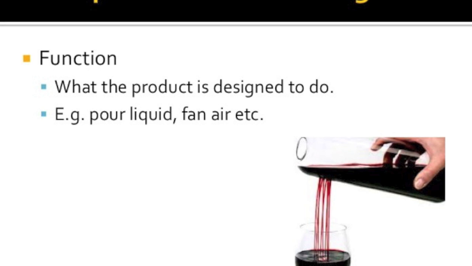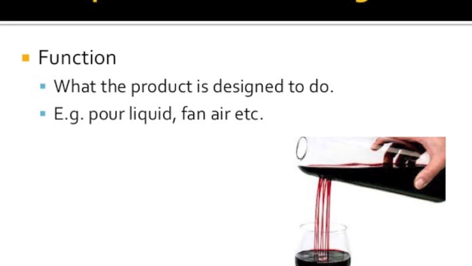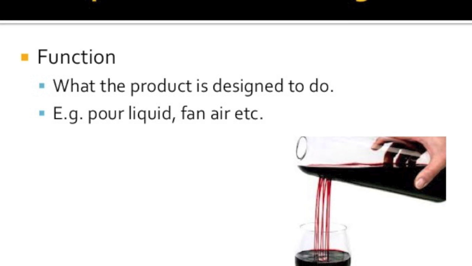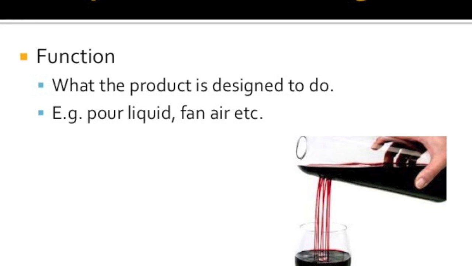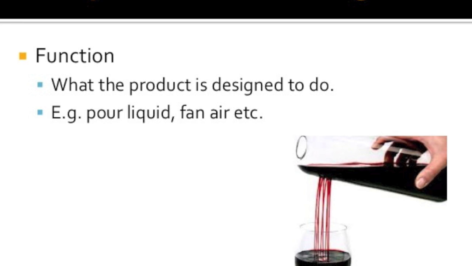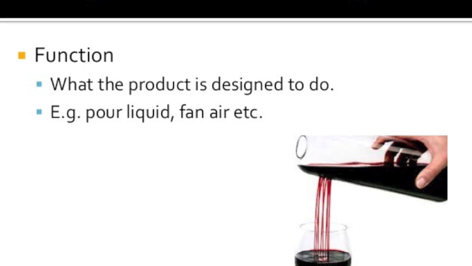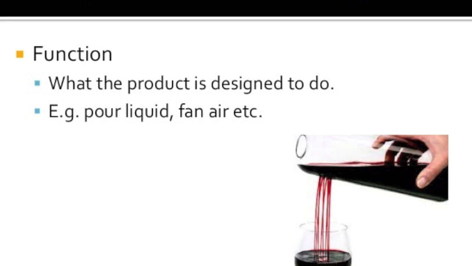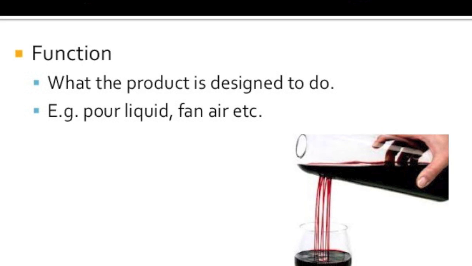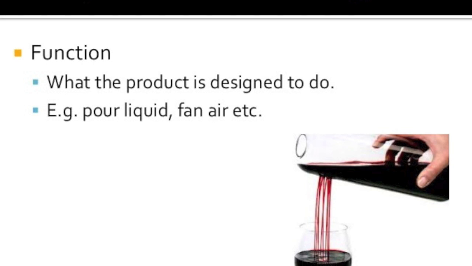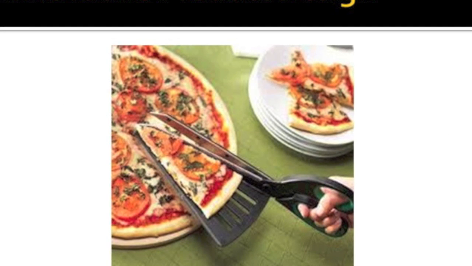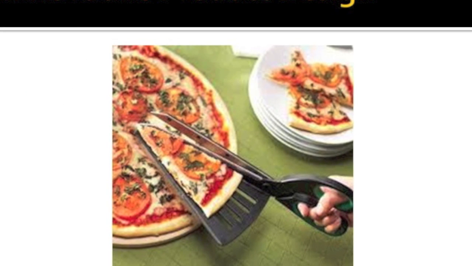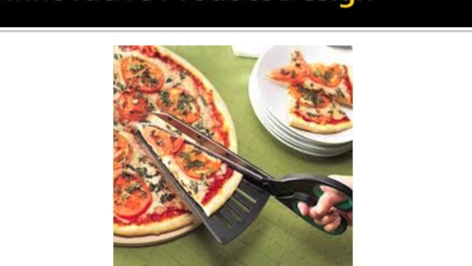That has to be thoroughly thought through, and when they are creating the form, it has to be able to then perform the function. So for example, in this picture, this simple product was designed to pour liquid. If you think about a fan, how is it created so that it produces air, and so on. So let's look at a few different products here and discuss the form and the function.